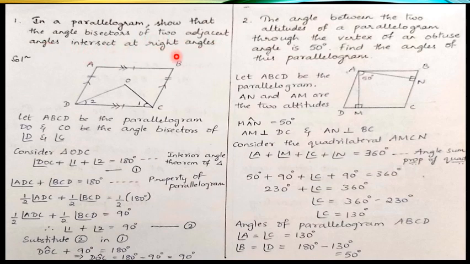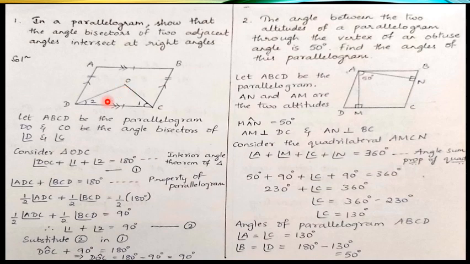Now let us consider ABCD as the parallelogram. All of us know the properties of a parallelogram. Opposite sides are parallel and equal to each other, and opposite angles are also equal. According to the question, you should be showing that the angular bisectors of two adjacent angles intersect at right angle. That means you should be showing that angle DOC is 90 degree.